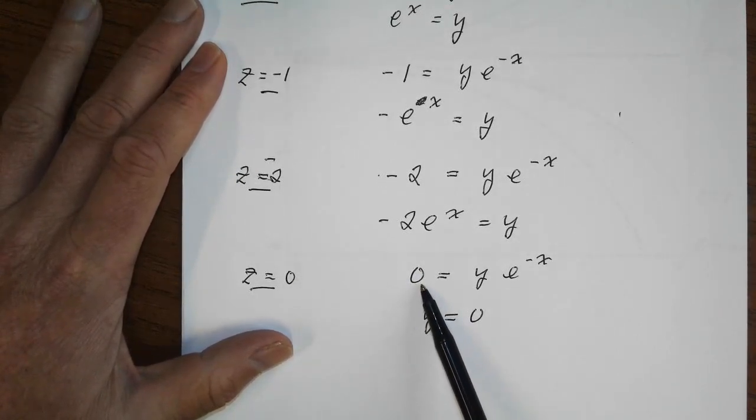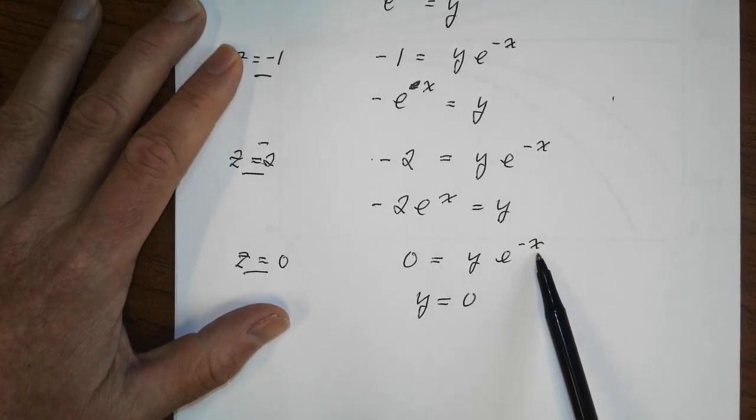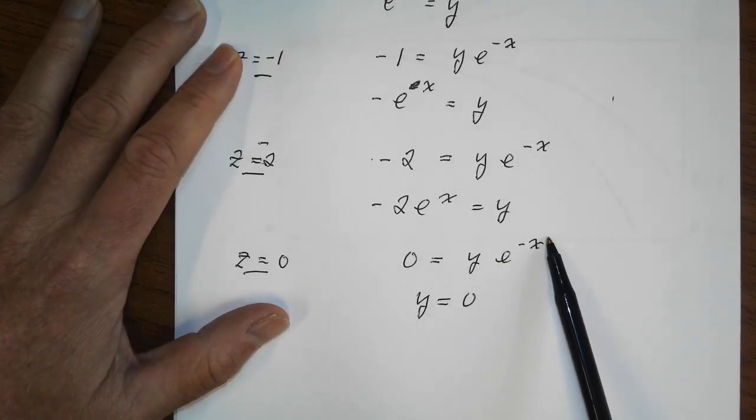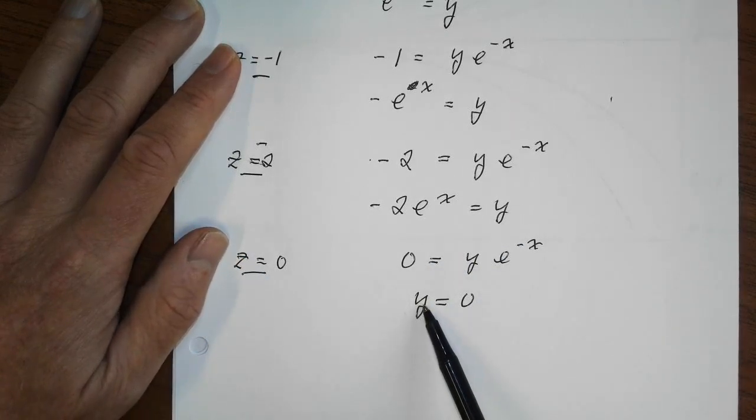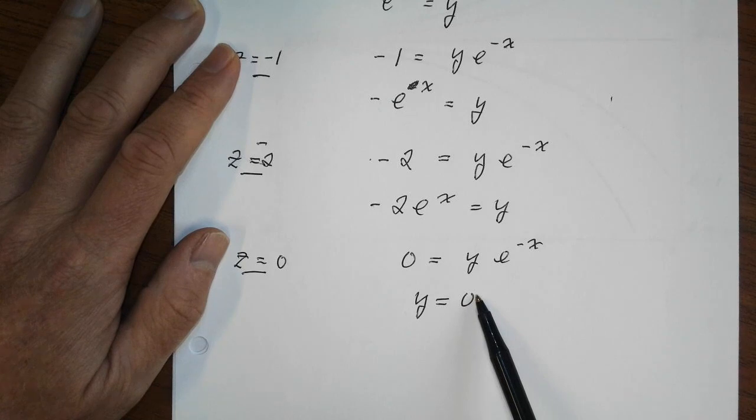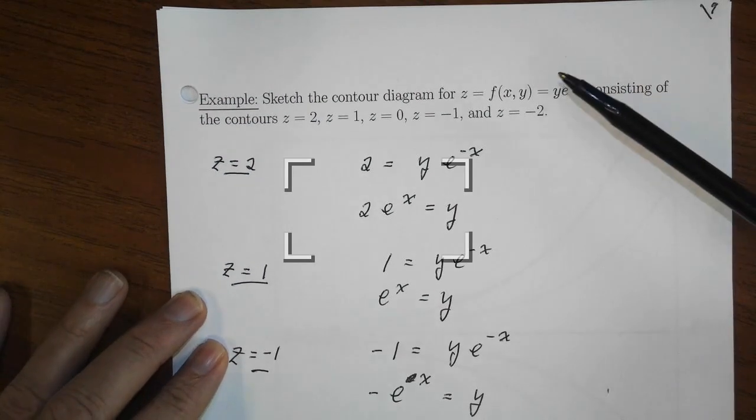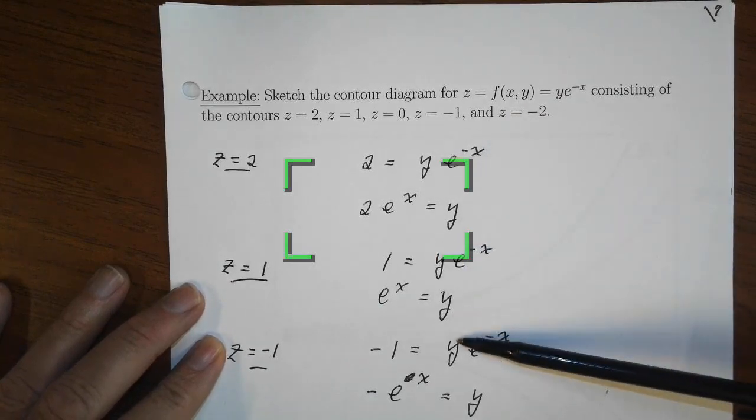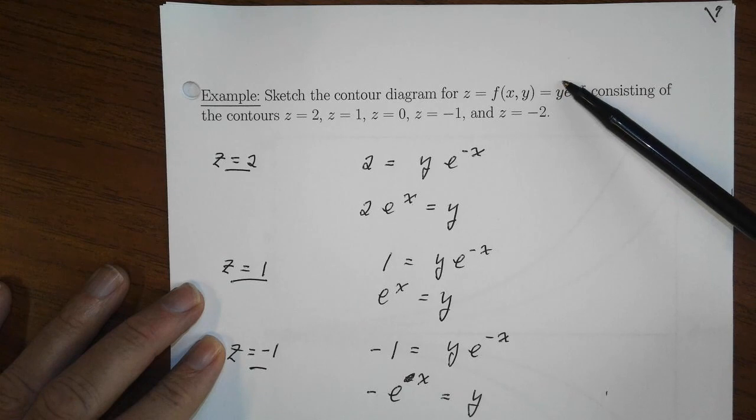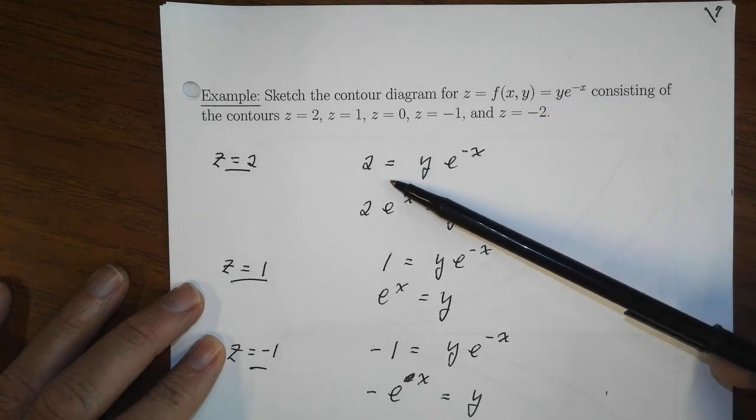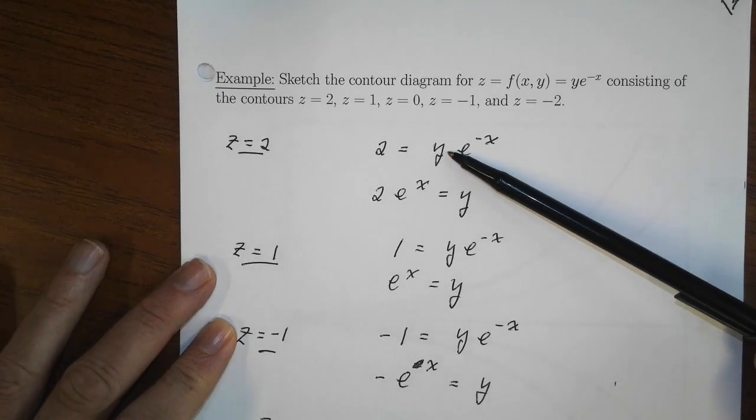Finally, let's take a look at the contour when z is 0. In this case, I set 0 equals y e to the negative x. This exponential will never be 0. So this equation is 0 whenever y is 0, and that's going to be a horizontal line. So this example shows, among other things, how one tool for graphing contours is if you can solve the equation that you're looking at for y, that's going to be easier to graph.